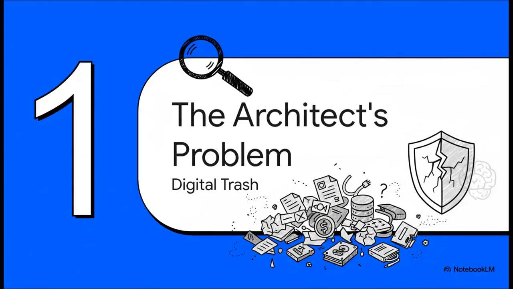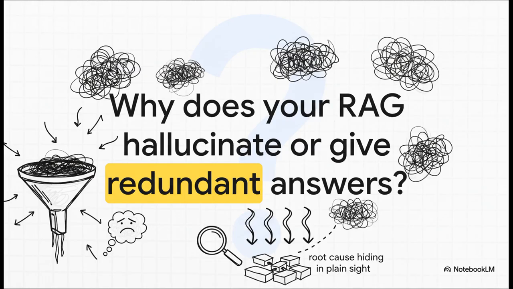So let's kick things off with the architect's biggest headache: digital trash. This stuff is the silent killer of RAG performance. It's the real reason why even the most powerful, well-tuned systems just fail. I mean, think about it. Why is your RAG system hallucinating or giving you the same answer 3 different ways? It's the question every AI team is asking, but the answer isn't buried in your model parameters or your fancy prompt templates. Nope, the root cause is almost always hiding in plain sight.